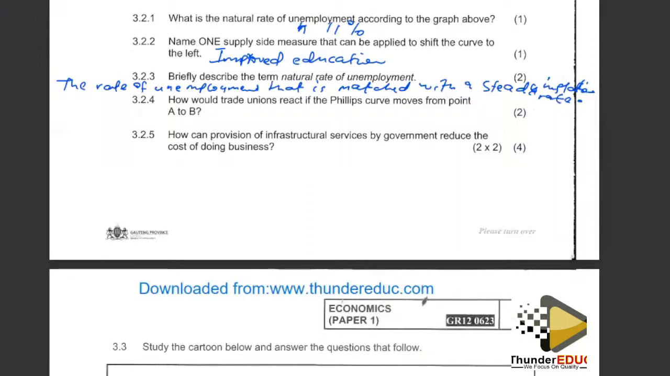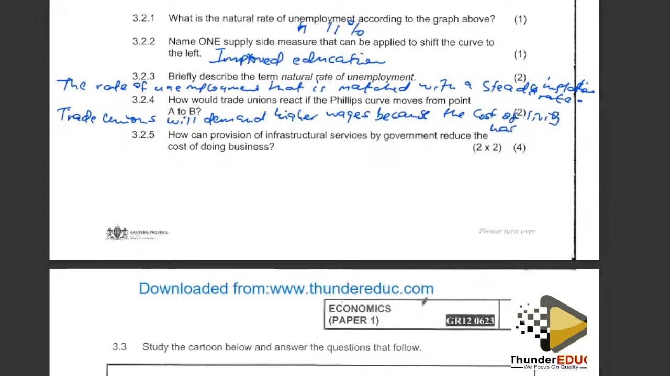Okay, right. So in this regard, the trade unions will demand higher wages or higher pay. Remember, I explained the word demand. Higher wages because the cost of living has increased. Why has the cost of living increased? Because of the inflation, prices of goods and services have increased.